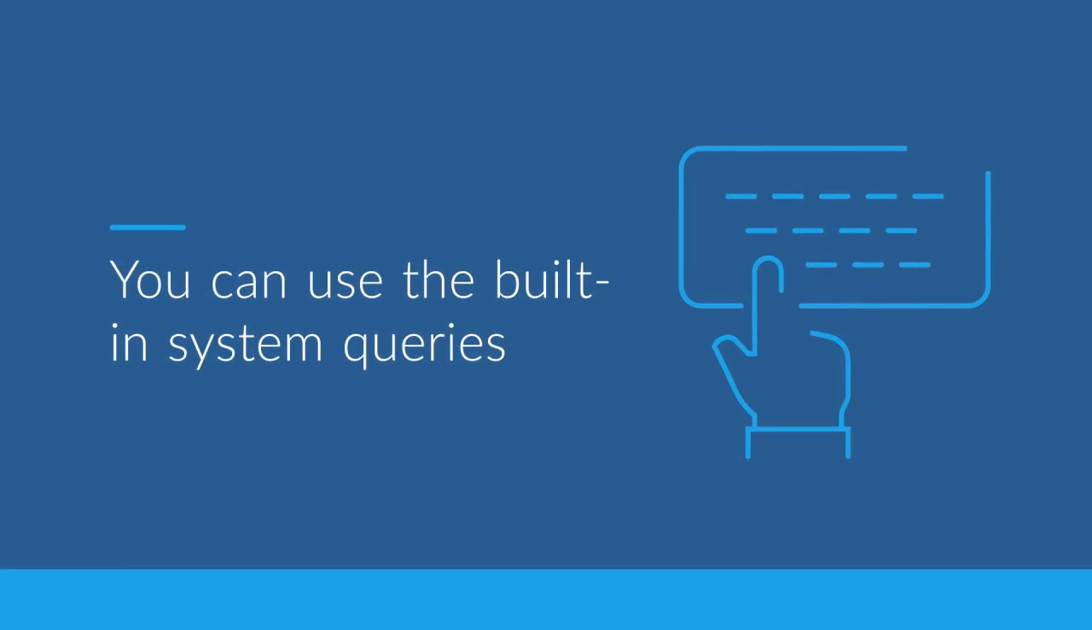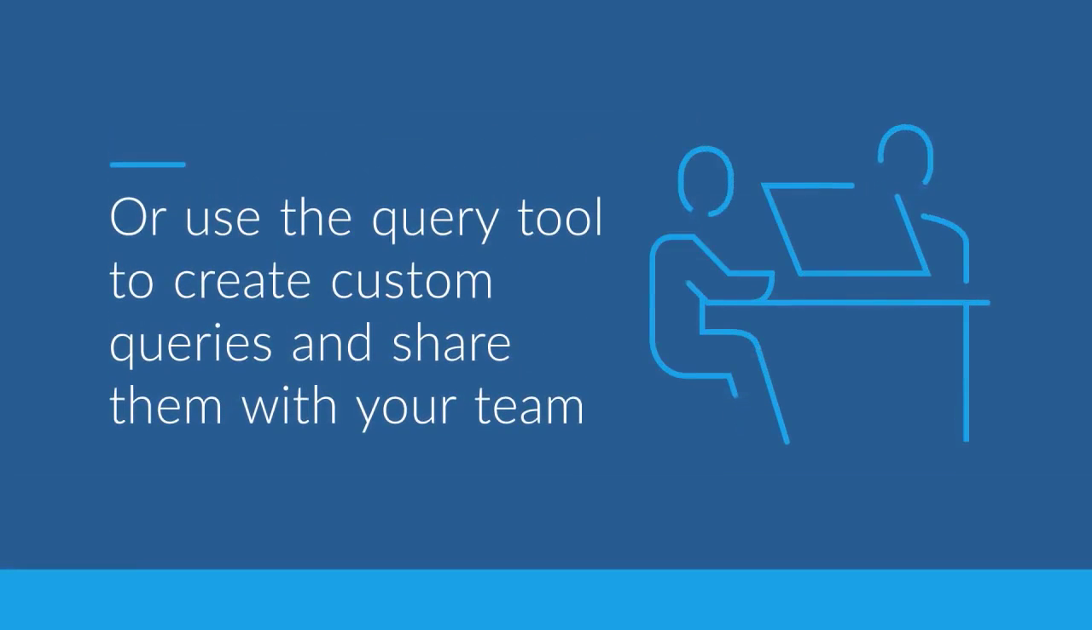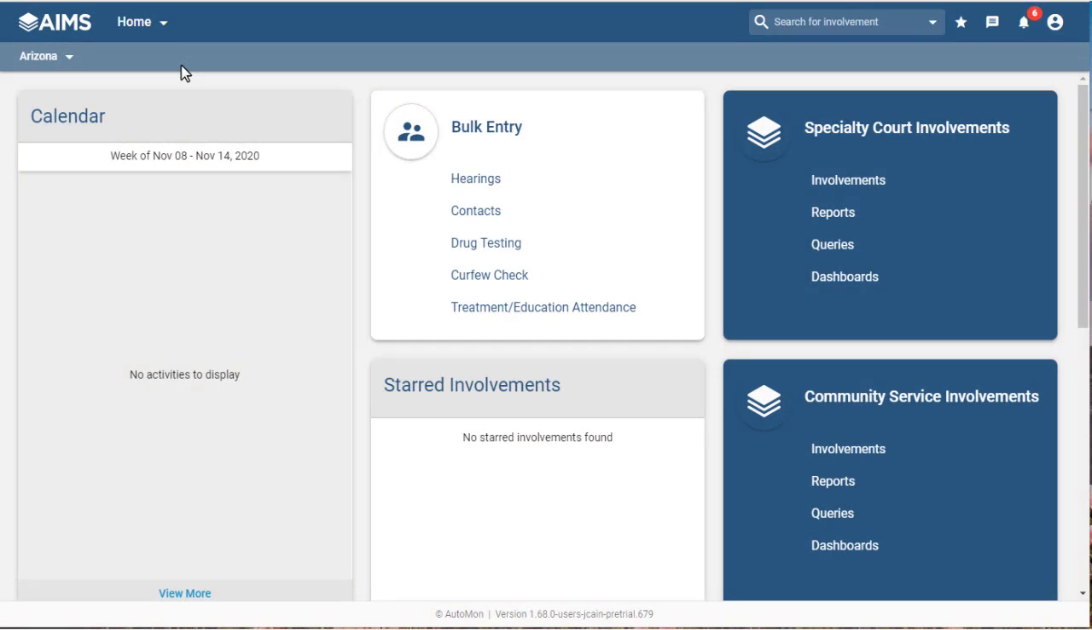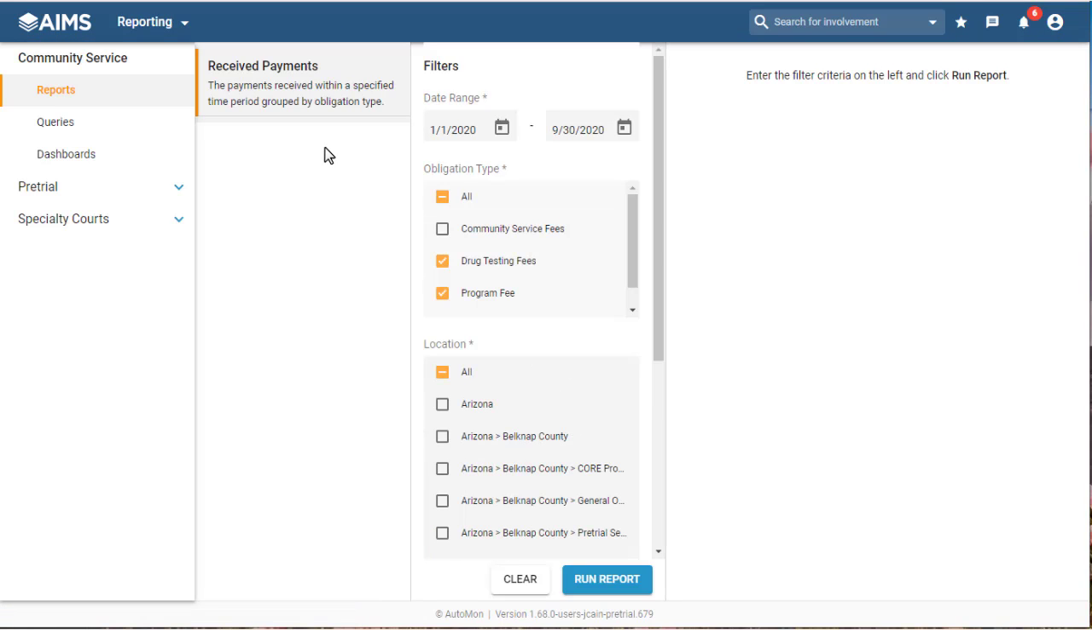To help answer these questions, you can use the built-in system queries or use the query tool to create your own custom queries and share them with your team. To access queries in AIMS, go to the main menu and select Reporting. On the left, select an involvement type if your AIMS implementation has more than one. I'll select Pretrial, then click Queries.